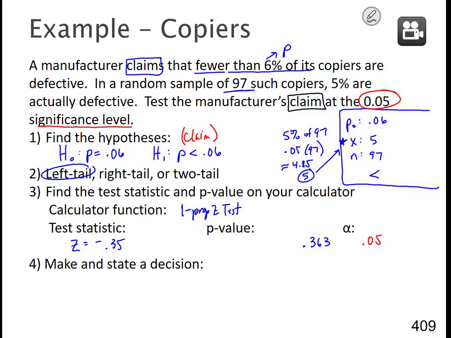When we compare these, 0.363 is greater than 0.05. If the p is high, then the null will fly, which means fail to reject. Our claim is less than, and our decision is fail to reject.